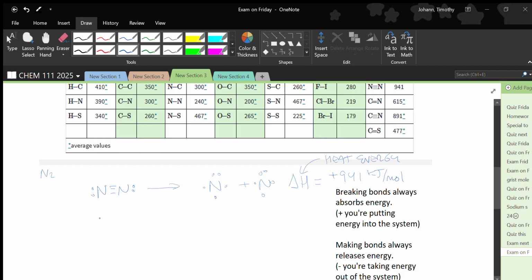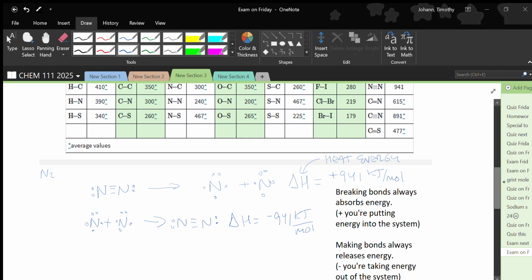So I'm going to rewrite this. Now I have my two nitrogens, they're separate. I bring them together, and I'm going to get negative 941 kilojoules per mole. Questions on what we do with that?